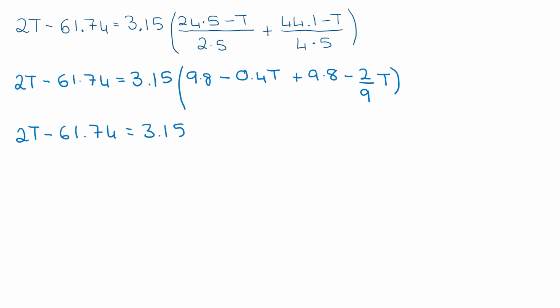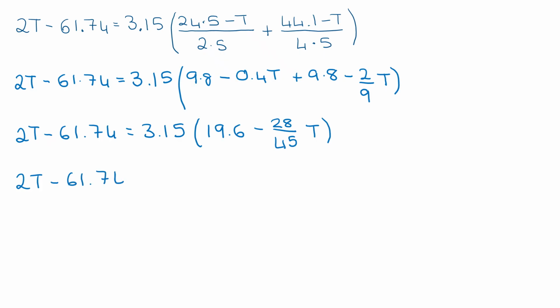And what we'll be able to do is 9.8 plus 9.8 is 19.6 minus 0.4 minus 2 over 9. Again, that calculator will help you out with this, so you're not trying to do a lot of mental maths. It gives us 28 over 45. I am going to leave that in fractional form. And then we can multiply out the bracket.